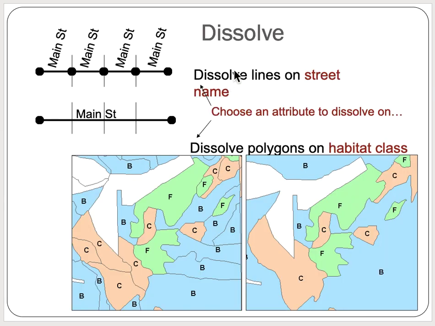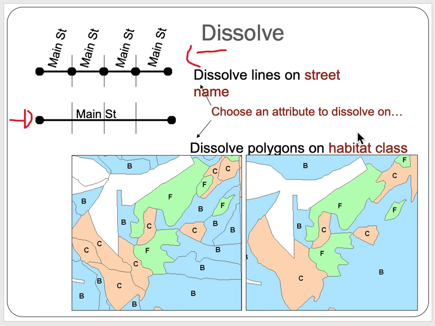And here in this example, this dissolved the lines of the street names. So we have Main Street, and Main Street is repeated 4 times, but when we use the dissolve geoprocessing tool, we just see Main Street appearing 1 time.